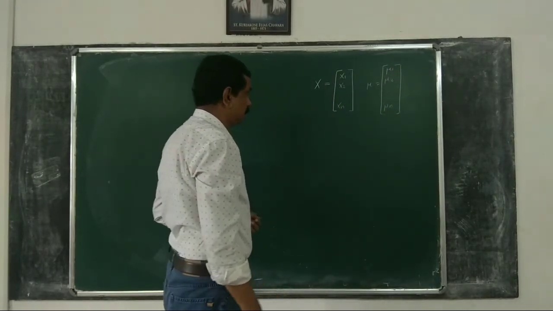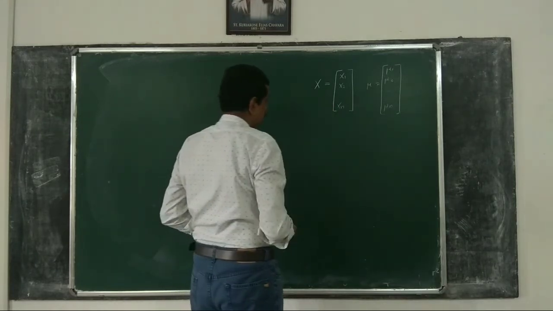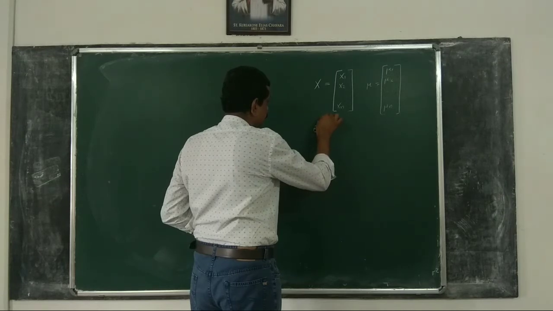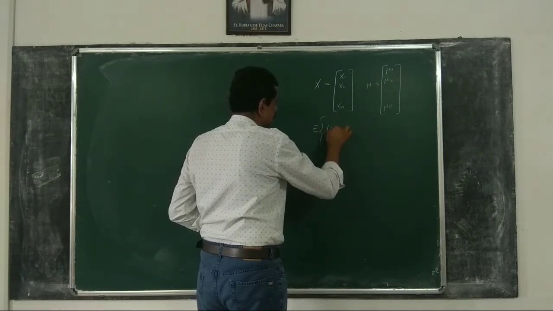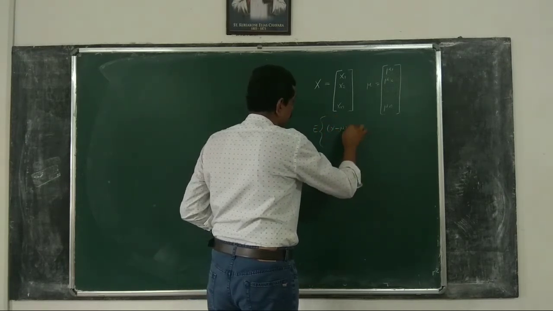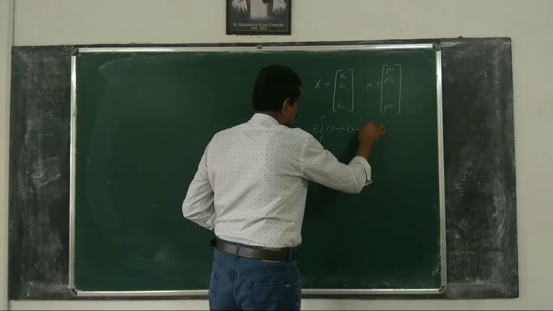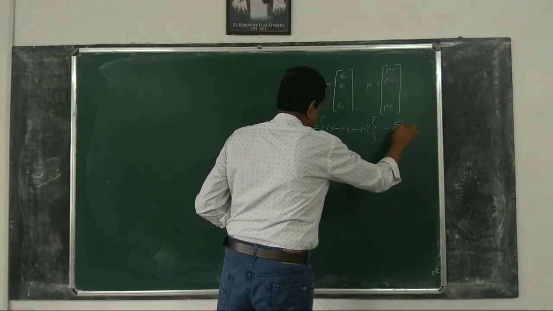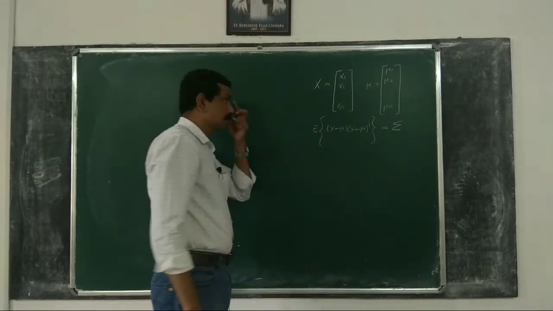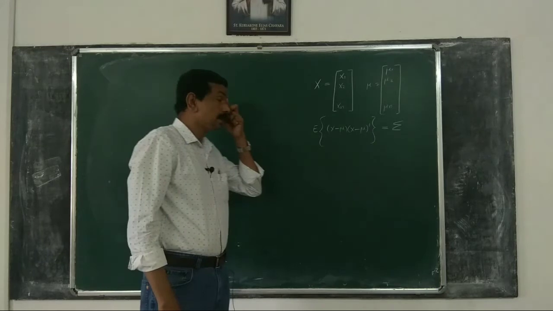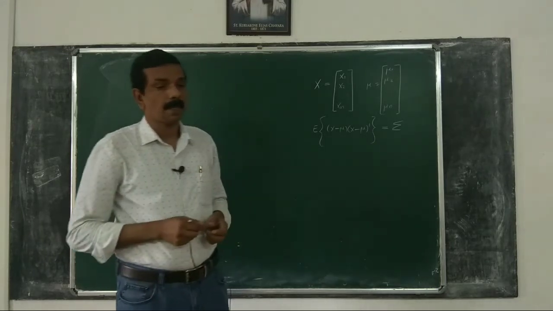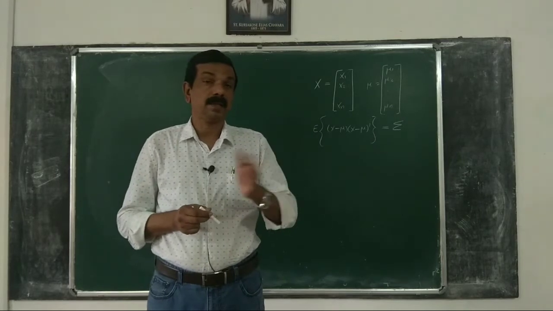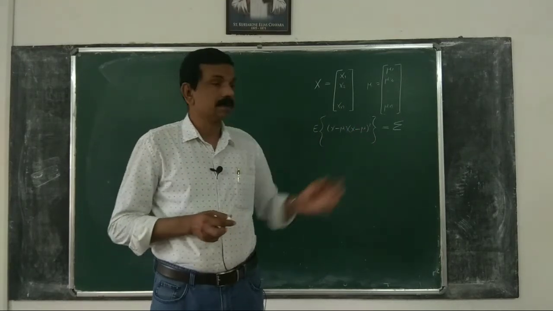And the variance covariance matrix of x is the expected value of x minus mu times x minus mu transpose, denoted as sigma. X is a vector of random variables with the mean vector mu and variance covariance matrix sigma.